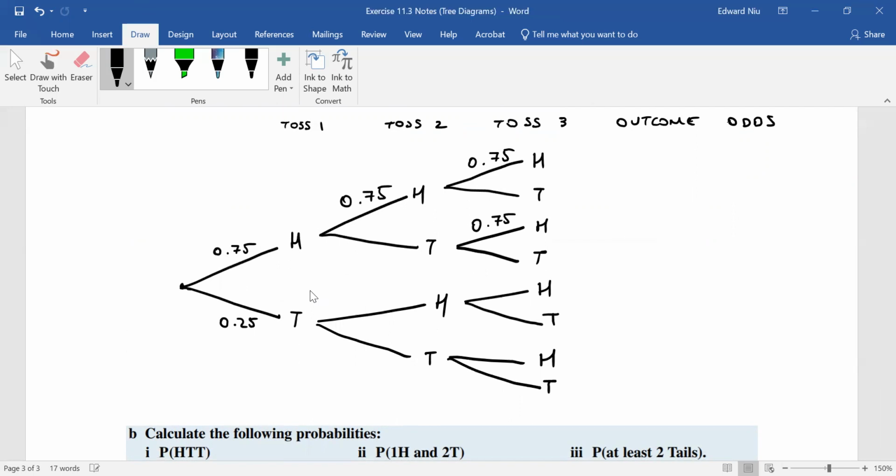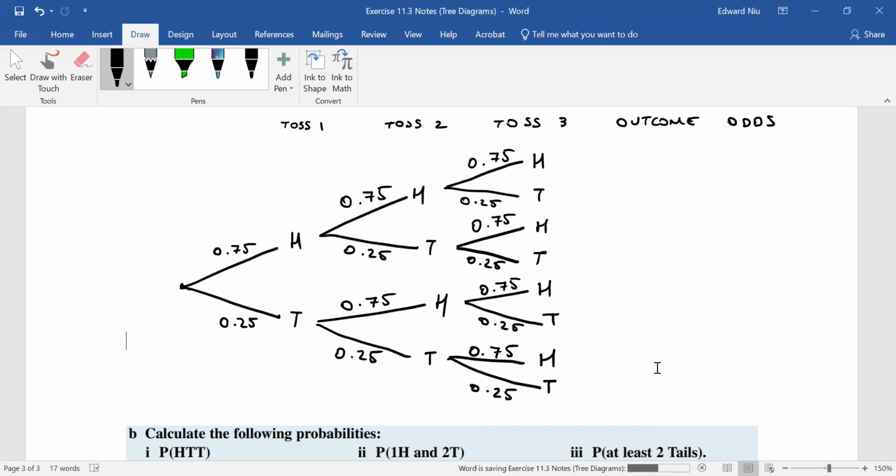Let's find all the head options. Super tedious. And the idea is eventually you'll get so good at it that you won't need to draw a tree diagram to solve these sort of problems. All right, tree diagrams drawn.